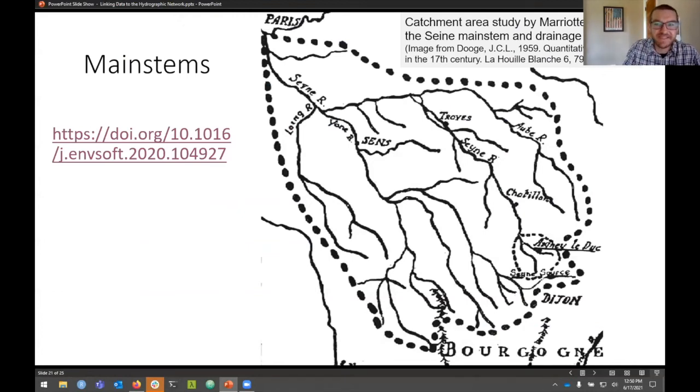So, main stems. This is the Seine River, and this is actually a drawing from the 17th century that Edwin Marriott, I think is the name, drew. This is the earliest known map that I know of, and I did some pretty deep digging, that recognizes a main stem river, a headwater area, and a drainage basin boundary. That's how old these concepts are.